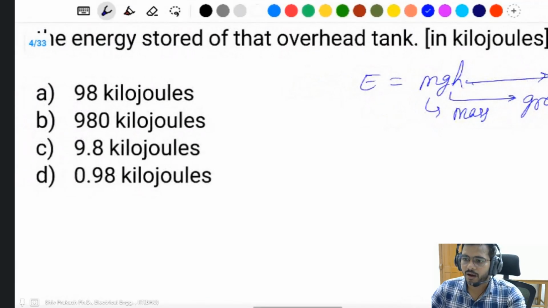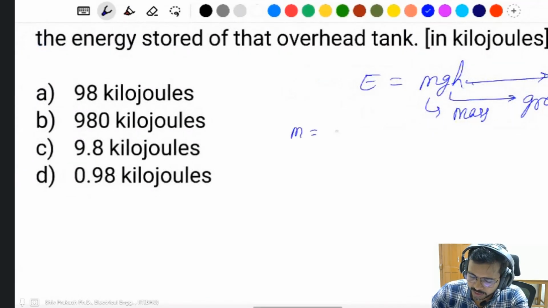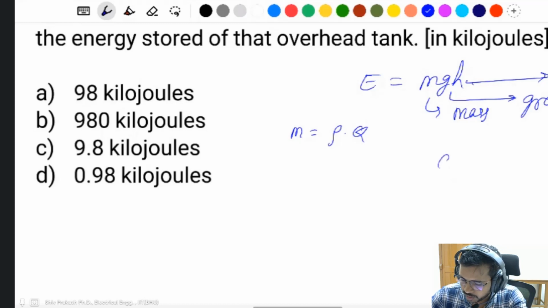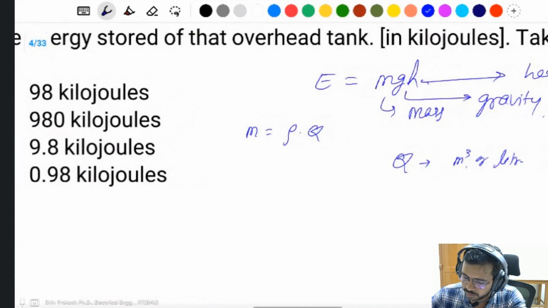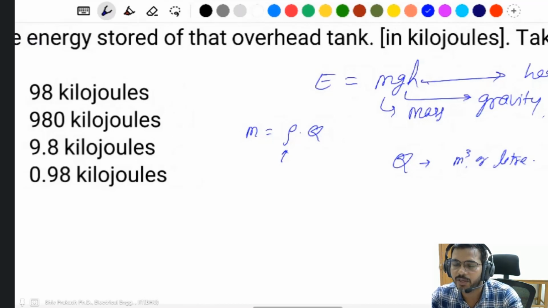Mass of any object is known through the density. In terms of water, you can measure it as density times the discharge volume, how much volume is there. Volume is in meter cube or liter. This is the density, how much density is there. Different types of material have different densities per volume.